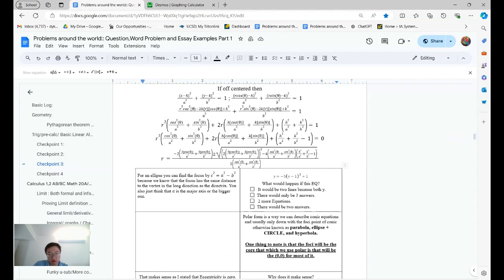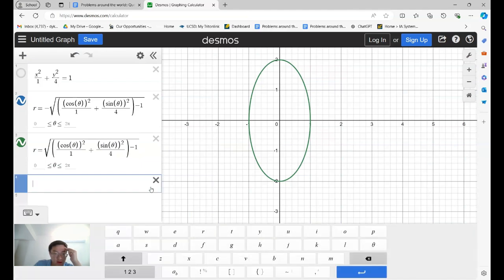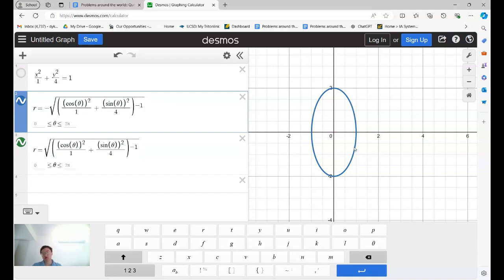Now, this equation should work now. I'm scared for this equation because, as you can see, it is a hassle, and I hope it works. The video quality is good. I think I might pause to make sure the video quality is good, but as you can see, it indeed creates an ellipse. I'm actually quite shocked it works.